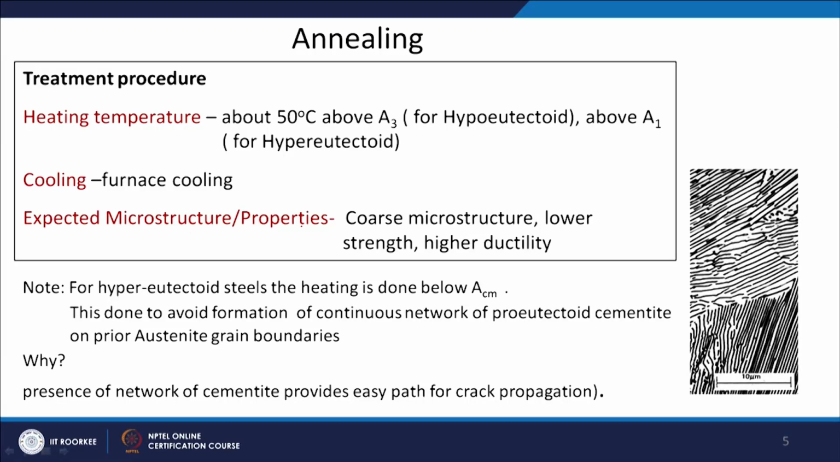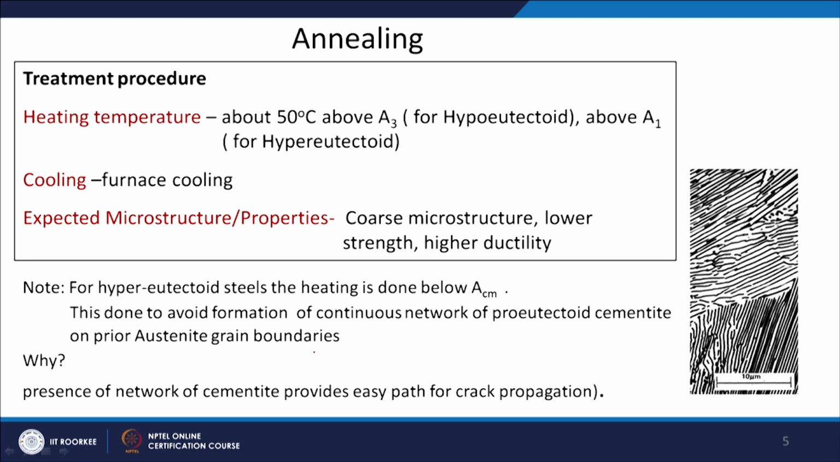What is the expected microstructure and properties? You will get a coarse microstructure, because I am doing very slow cooling here. And of course, because I am getting a coarse microstructure, this you will understand when we discuss mechanical properties, it is going to have low strength and it will have higher ductility. Note that for hypereutectoid steel, the heating is done below the Acm temperature. This is done to avoid formation of a continuous network of pro-eutectoid cementite on prior austenite grain boundaries.